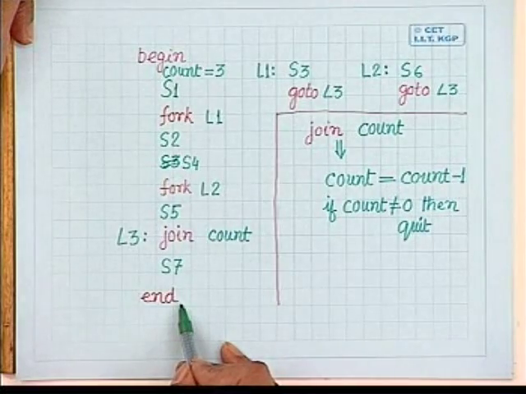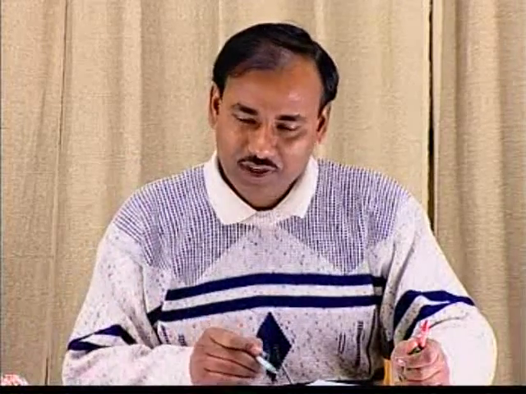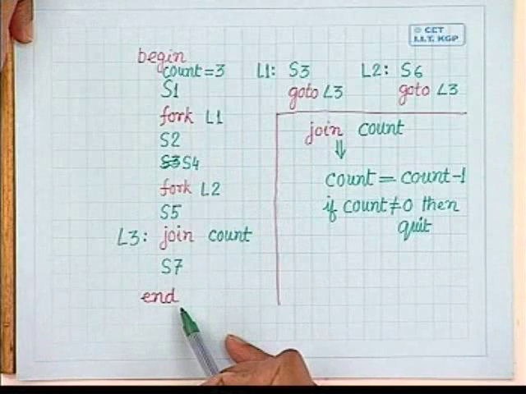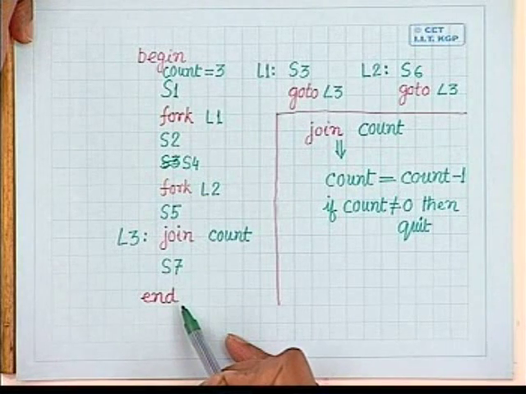The first process, S5, which has executed the join statement, will be terminated. It is quit, which means it is terminated. Then what about the variable values in the memory? Are they kept like that? Yes, they will be kept. The first process is terminated, but the program is not terminated. The program is still continuing.